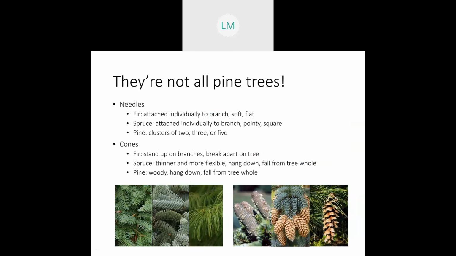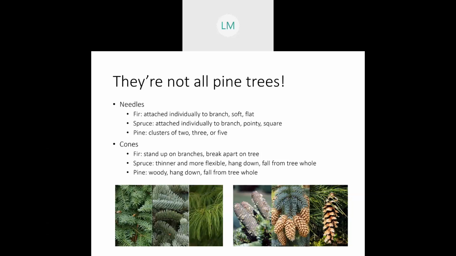Okay, so this is not actually information that's in the chapter, but I just think it's important to talk about since we do live in Colorado and we are surrounded by conifers. I think it's very important to talk about the fact that they're not all pine trees. So this is just a slide that I threw in here to give you some information about the types of conifers you might see if you're out for a hike, so that you can know which one is a pine tree, which one's not a pine tree. You can tell based on the needles and on the cones. There are three main types of conifers that you might see. You might see fir trees, you might see spruce trees, you might see pine trees.